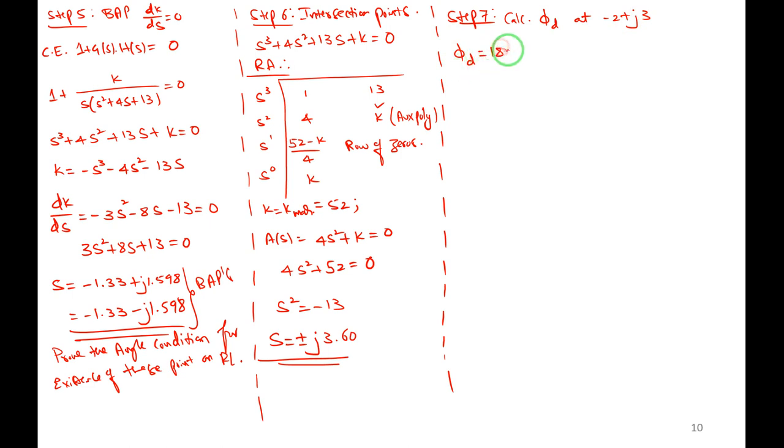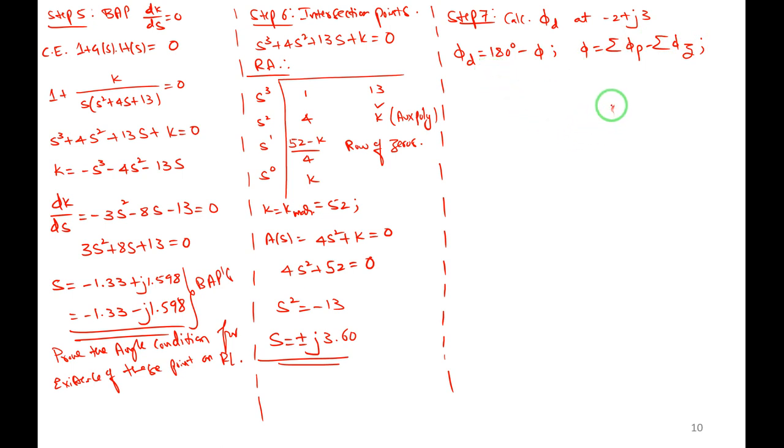We know the angle of departure formula. Departure means 180 degrees minus phi. Arrival means it will be plus. So how to calculate the value of phi? Phi is given by the sum of all the angles subtended by poles minus the sum of all the angles subtended by zeros. Okay, we'll calculate.